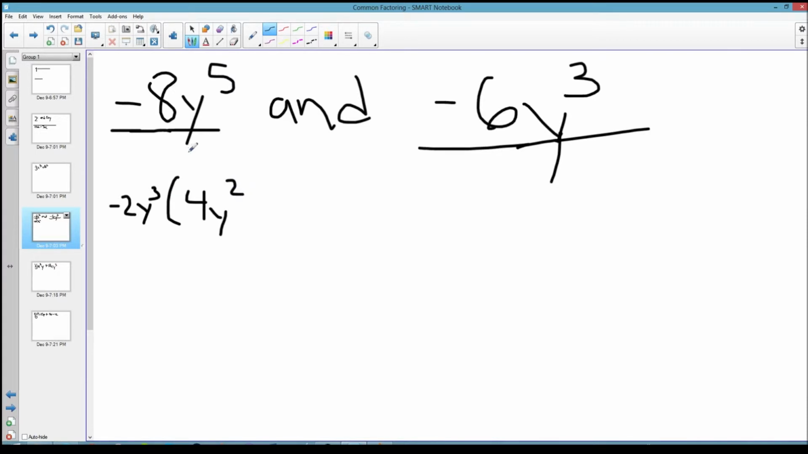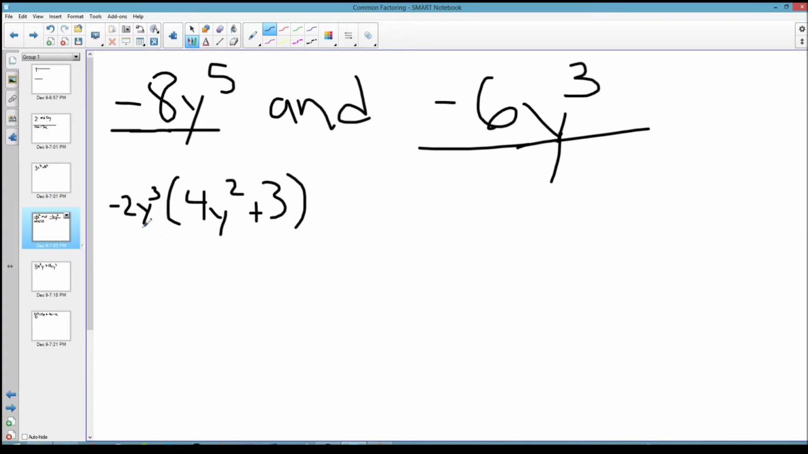When you're dividing exponents with the same base, so they both have y, you can do 5 minus 3 and we get 2. And so negative 6 divided by negative 2 would give us positive 3, and then the y cubed would cancel out with this y cubed. So then we'd be left with this.